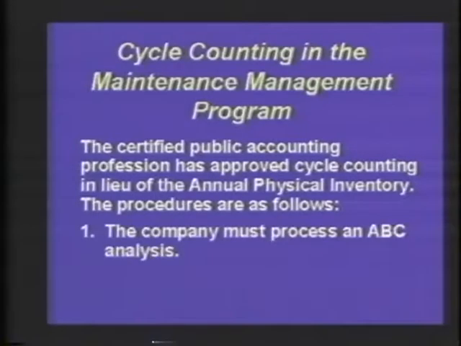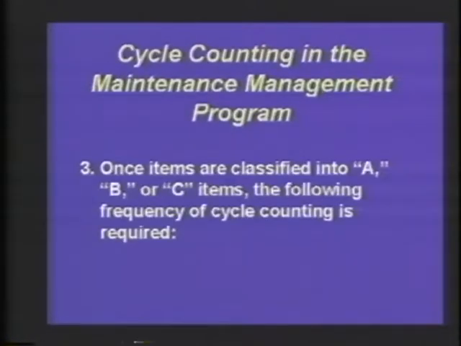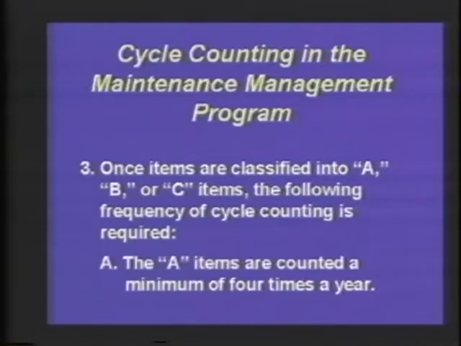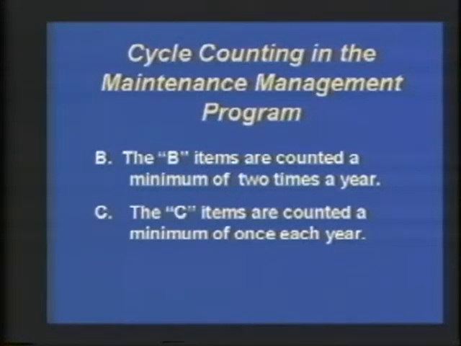We have to generate the ABC analysis, and step 2 indicates that the ABC analysis starts on page 16 of this section. And once we have classified the ABC items, then on step 3, we have the 3 different methods of counting, and they are: for the A items, you must count those a minimum of 4 times a year. The B items, those must be counted a minimum of twice a year, and the C items must be counted a minimum of once a year.